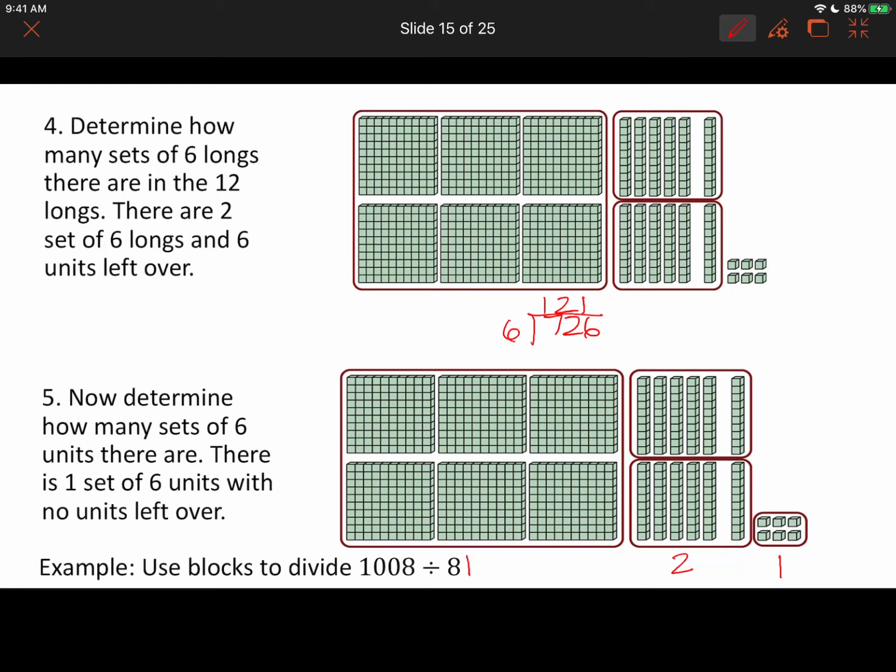All right, you should try on your own to divide 1008 divided by 8. So now, again, you want to represent your number 1008 with the base 10 blocks. That's your first step. And you're going to start in the biggest place value. In this case, since we have 1000, you're going to have a whole block, right? And at each step, you're going to ask yourself, how many groups of size 8 can I build? So try that on your own and let me know if you have questions.